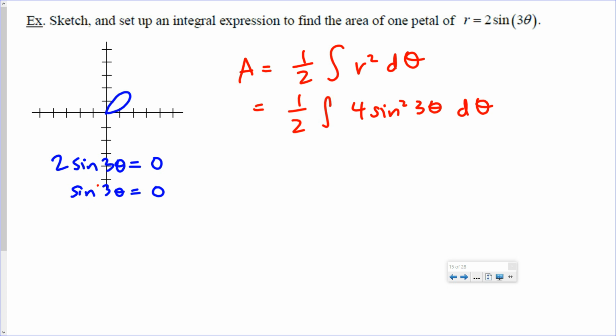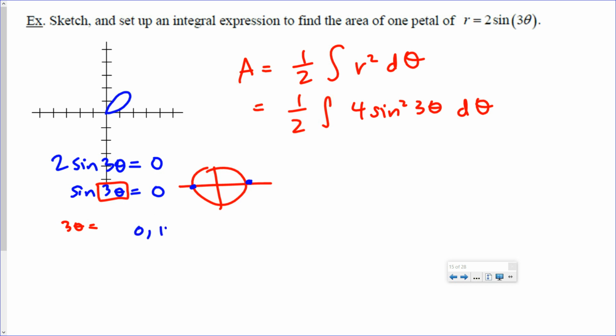What this angle right here, this 3 theta, is equal to some angle, and it's an angle when my sine value is 0, right? Usually I would say theta is equal to something, but right here I have 3 theta. So I'm going to say 3 theta is equal to some angles. Which angles? It's the angles when my sine value is 0. So what angles are those?